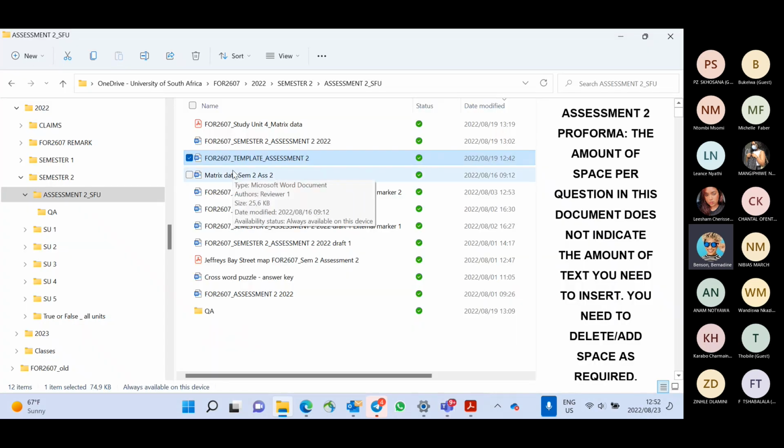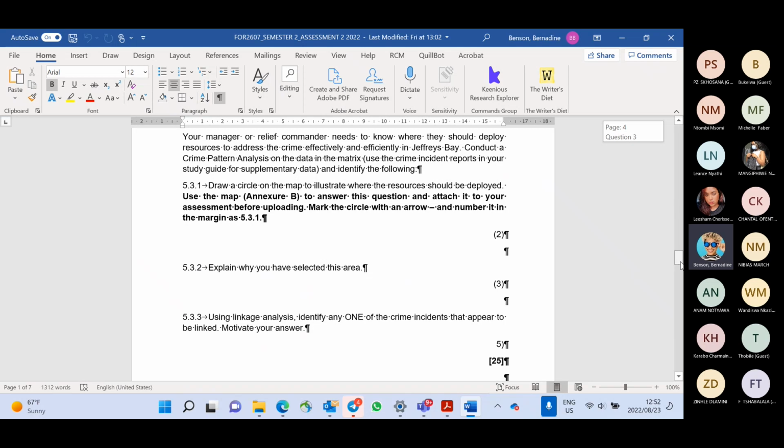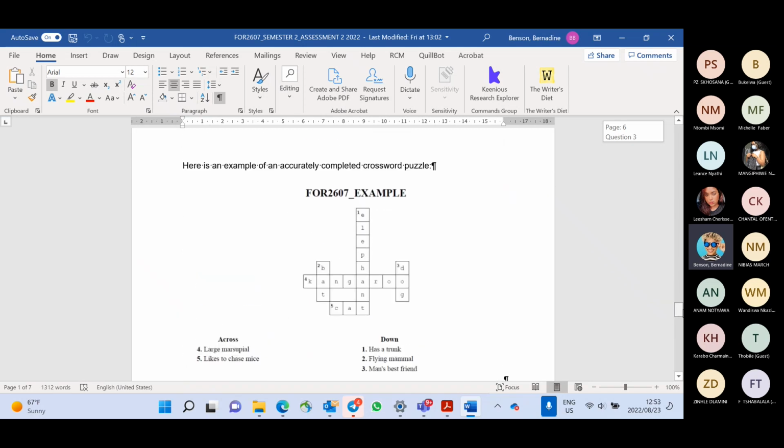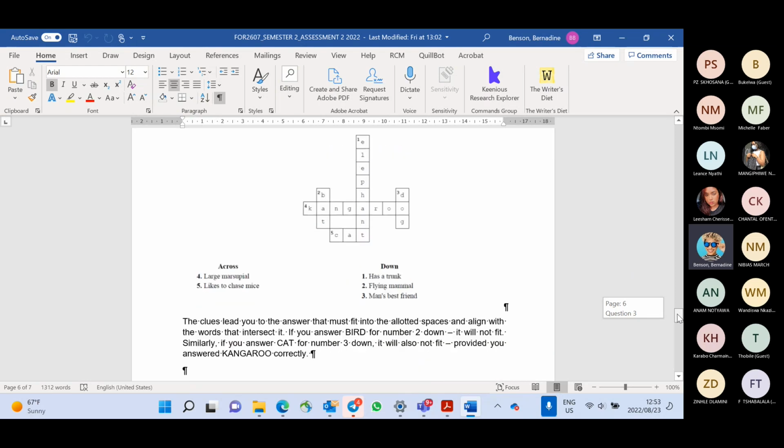So I will go to the answer key. Let me open this. Some of you are getting a nice overview now. So here's a crossword puzzle that has already been done. If you try and put in 3 down, man's best friend, cat will fit if you haven't done kangaroo yet. If you say in 2 down, a flying mammal, well, I can only think of a bat because a cat can't fly. Then you have a clue for kangaroo. And that is how you proceed with a crossword puzzle.